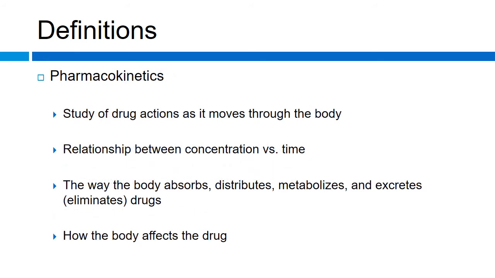On the flip side, you have pharmacokinetics, which is the way that the body affects the drug. This is usually a relationship between the concentration of drug versus time: how the body absorbs the drug, how it distributes it, how it metabolizes or breaks down that drug, and then how it will excrete or eliminate the drug. These are all the factors of pharmacokinetics, and how the body's handling that drug and how it wants to get rid of it eventually.